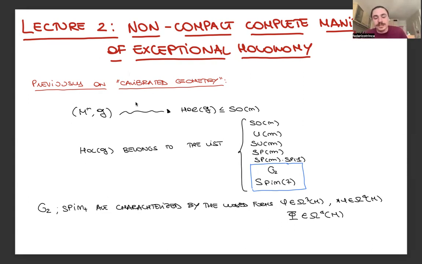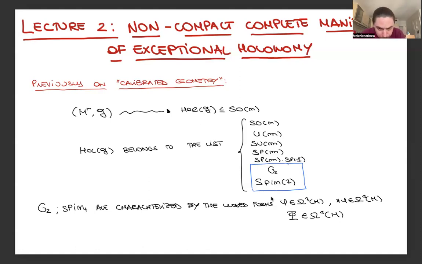What I told you yesterday was that given a Riemannian manifold, we can associate a subgroup of SO(n), and the only possible subgroups of SO(n) that can appear are in Berger's list. So it's either SO(n), U(m), SU(m), Sp(m), Sp(m) times Sp(1), G2, Spin(7). And I told you that G2 and Spin(7) are somehow special because they don't come in families, they are just in dimension 7 and 8.